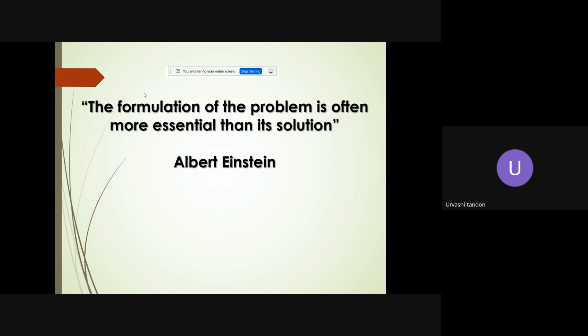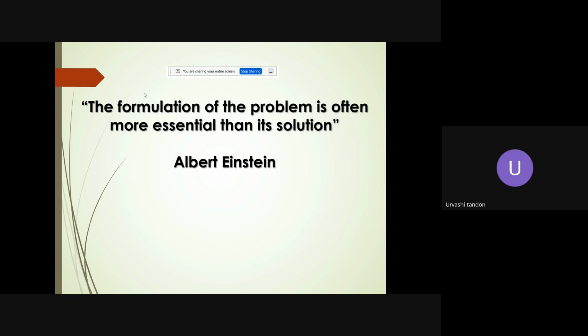What we say is, a problem which is well formulated is half solved, or well begun is almost done, right? So the formulation of the problem is more essential than its solution, because if the problem is well addressed in the research, its solution would be very up to the mark, and your entire research process will flow smoothly.